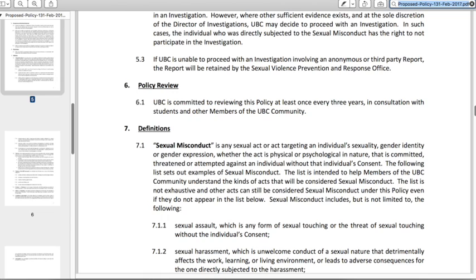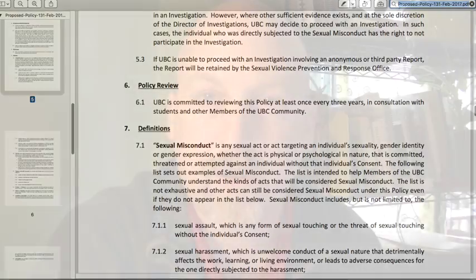Sexual misconduct, according to their policy, is any act or sexual act targeting an individual's sexuality, gender identity, or gender expression, which is to say fashion choices, whether the act is physical or psychological in nature, that is committed, threatened, or attempted against an individual without that individual's consent. Interestingly, an act that is psychological in nature is named explicitly in the first paragraph of their definition of sexual misconduct in their proposed sexual misconduct policy. So, thought crime is in their sexual misconduct / sexual assault policy.